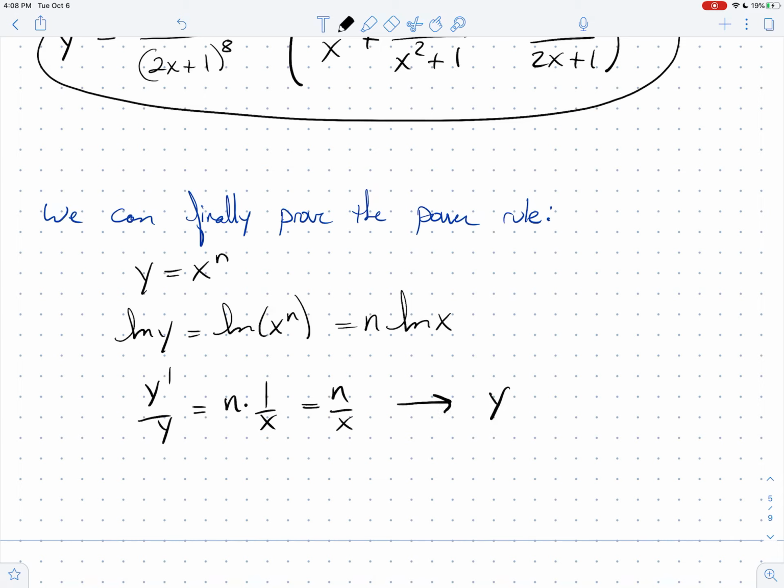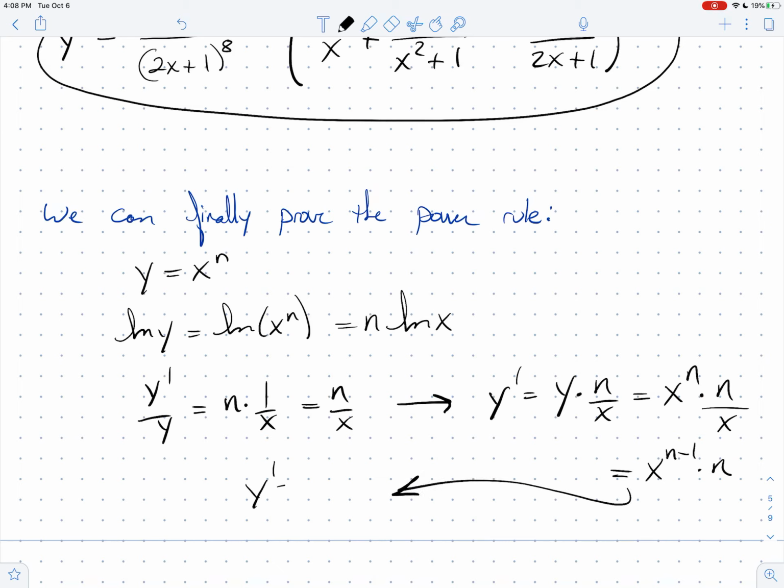And so that means that y prime is y times n over x, but y is x to the n. So I get x to the n times n over x, which is exactly x to the n minus 1 times n. And so the point is, y prime is n times x to the n minus 1. And so that actually works, we think of n as a natural number, but this actually works for n being any real number. And that's how you prove it. So a really nice way to be able to do that.